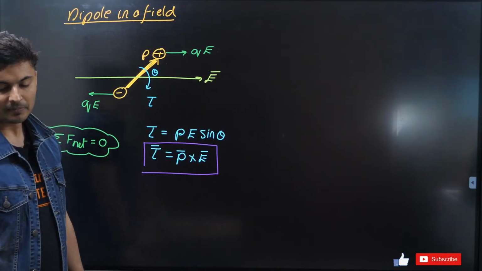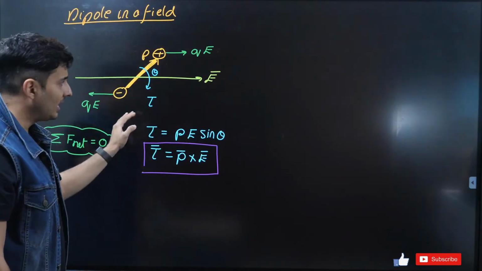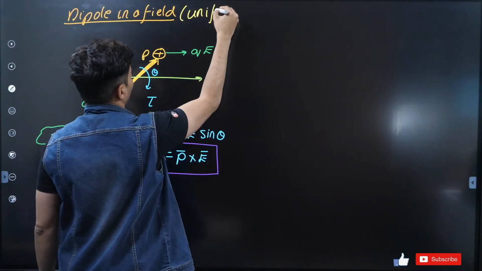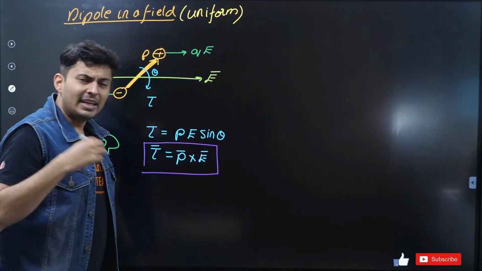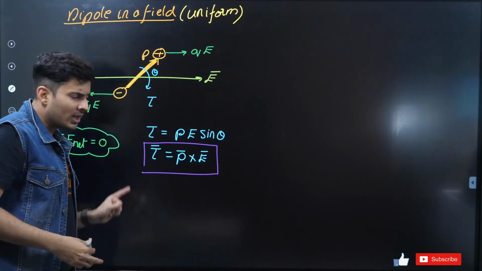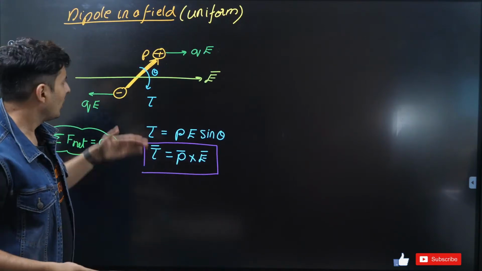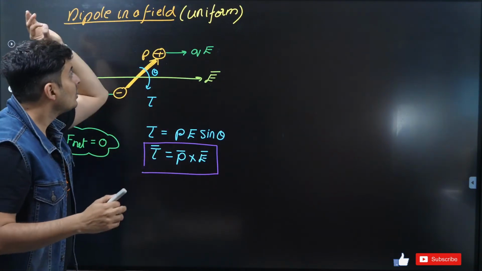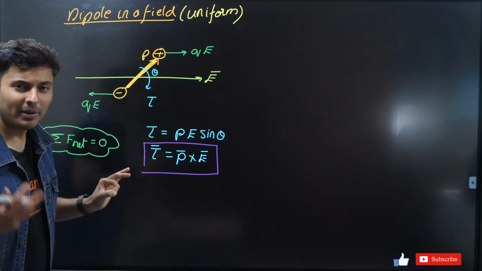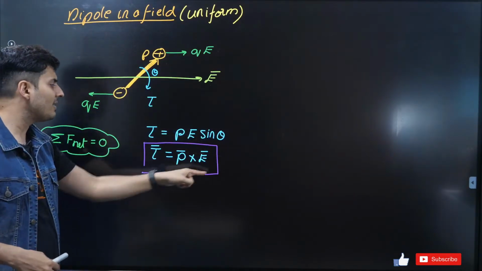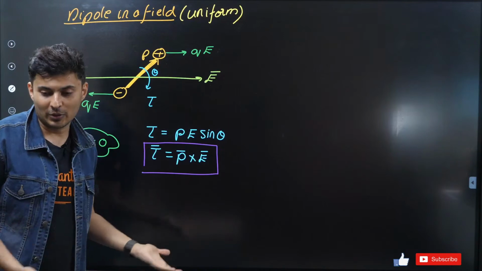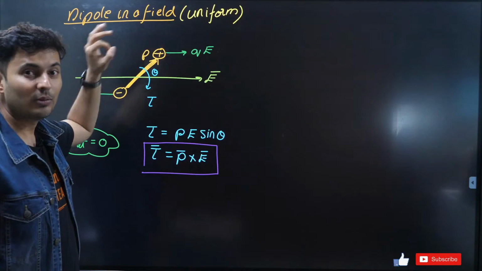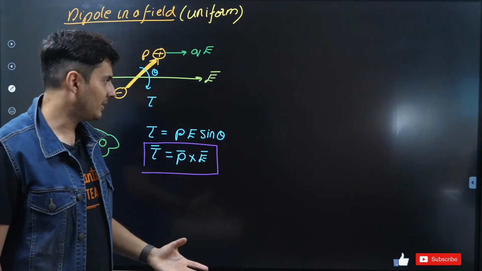Keep this in mind. Now, these formulas are only valid when the field is actually uniform. When it is non-uniform, the net force might not be 0 and the torque will not be P into E, because the E value will keep changing. That's why in our syllabus, we only deal with uniform electric fields. Because the moment it is not uniform, the field will change everywhere, so what is the value of E that you are going to put? Hence, we don't have those kinds of things where non-uniform fields and dipoles are involved.